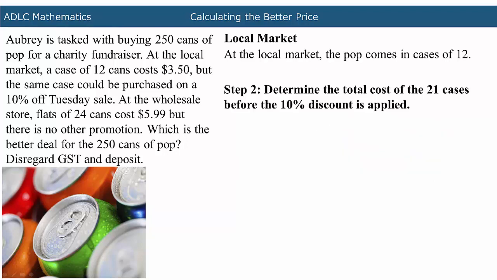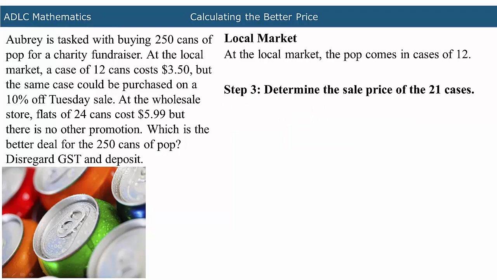The next step is to determine the total cost of the 21 cases before the 10% discount is applied. To calculate the total cost, multiply the number of cases, 21, by the cost per case, $3.50. The result is $73.50.